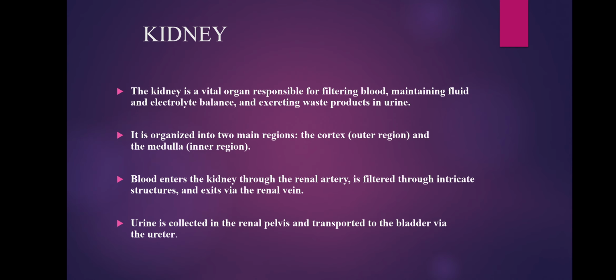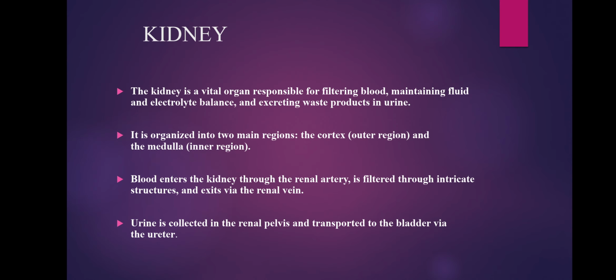The kidney is a vital organ responsible for filtering blood, maintaining fluid and electrolyte balance, and excreting waste products in urine. It is organized into two main regions. The first one is the cortex, the outer region, and the next one is the medulla, the inner region.